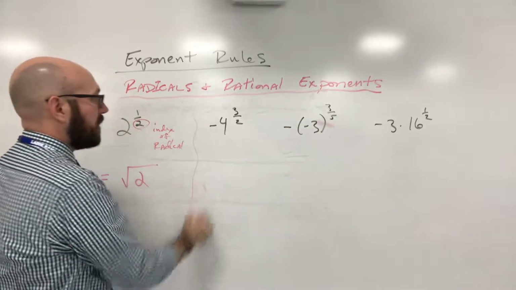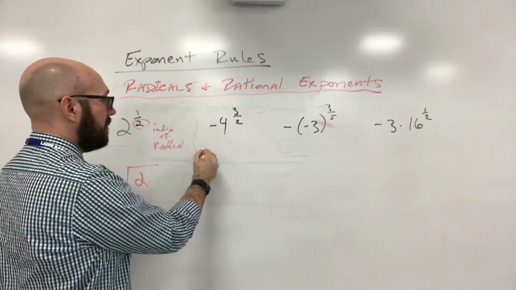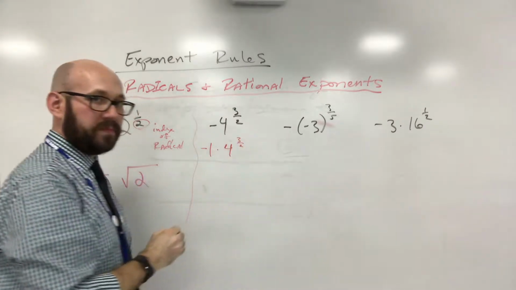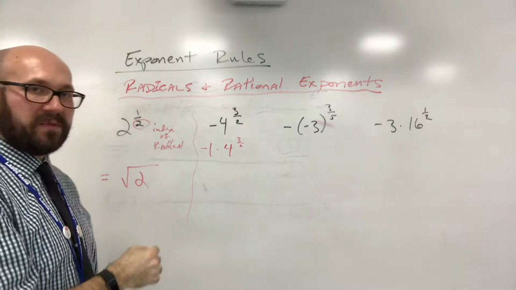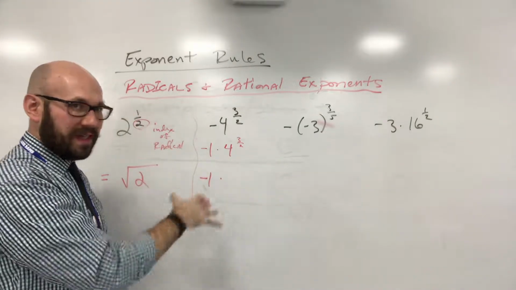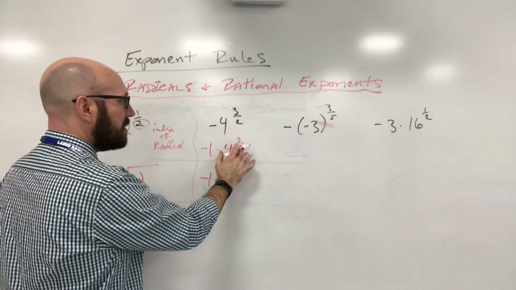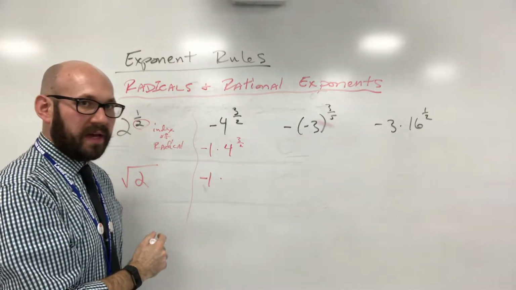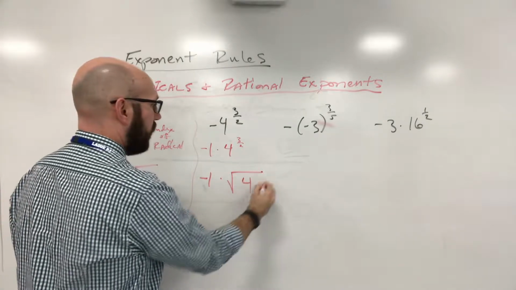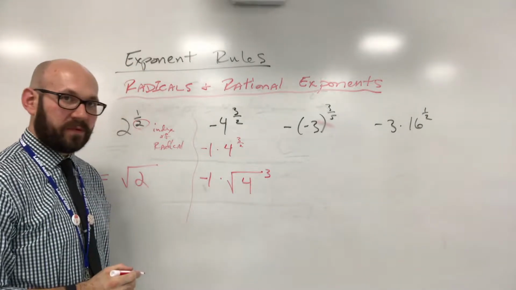So likewise, -4 to the power of 3 over 2. I'm going to rewrite this as -1 times 4 to the 3 over 2. I always like moving that -1 out front so I don't have to deal with it. The next step, I'm going to bring down that -1. It's just sitting there off to the side for now. The denominator of 2 in my exponent, that's going to become the index. So now I'm taking the square root of 4 and then raising it all to the power of 3.